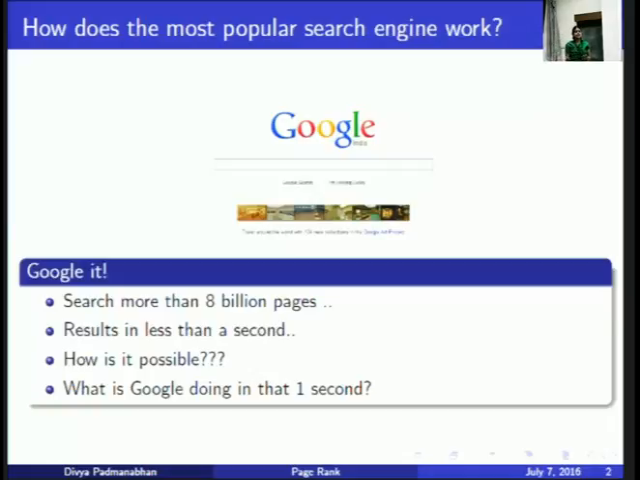In just less than a second also. You don't have to wait at all. Okay, so what is it that Google is doing for you in that time? Okay, how is it able to fetch you such accurate results, and how is it ranking the pages? Okay, so that is what the page rank algorithm is about.